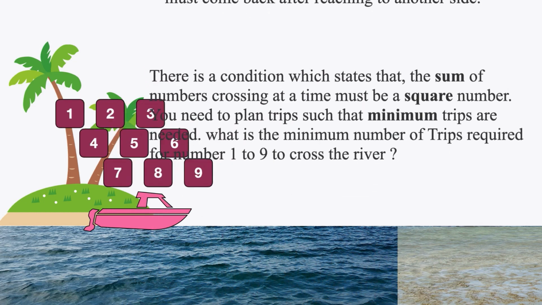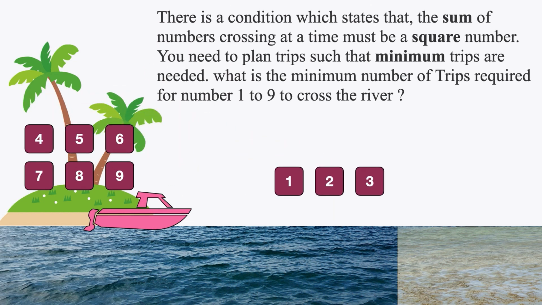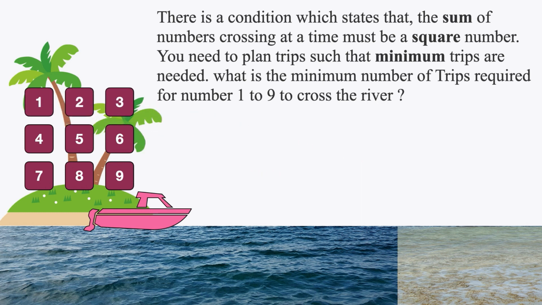Also, there is a condition which states that the sum of numbers crossing at a time must be a square number. For example, 1, 2, and 3 cannot cross the river because the sum of these numbers is 6, which is not the square of any number 1 to 9. You need to plan trips such that the minimum number of trips is needed. What is the minimum number of trips required for numbers 1 to 9 to cross the river?